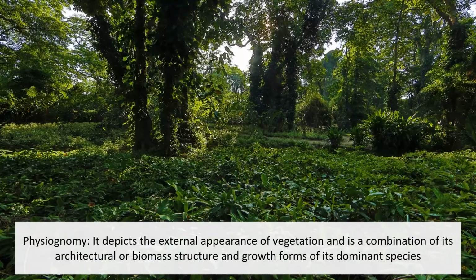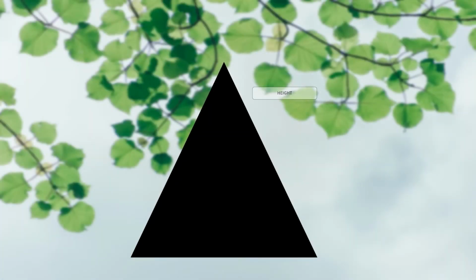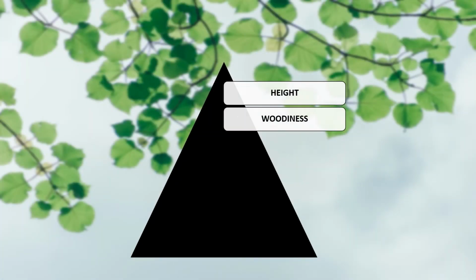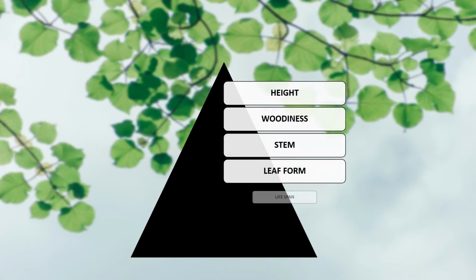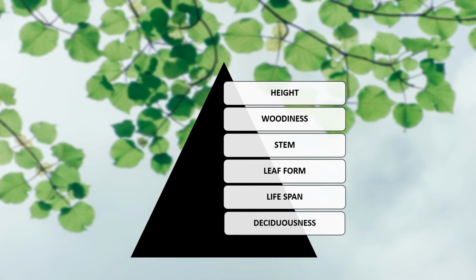Physiognomy depicts the external appearance of the vegetation and is a combination of its architectural or biomass structure and the growth forms of its dominant species. The major kinds of growth forms or life forms are based on the height of the tree or the life form, the woodiness, the stem, the leaf form, lifespan, and the deciduousness.